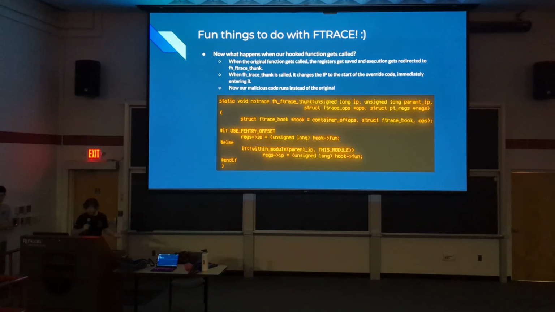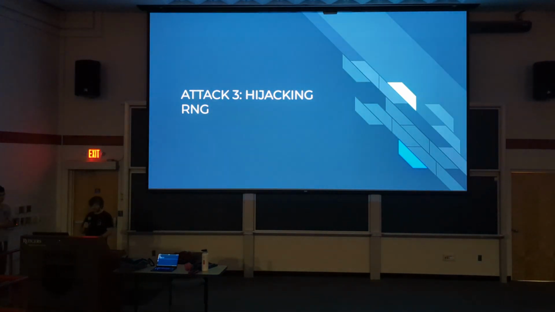So we already hooked on, and when the hooked function gets called in this instance, it is actually called, but our malicious code runs instead of the intended code. So to the regular user, it looks as if they're actually calling that function, but in reality, they're calling our own malicious function that overrode it, which is pretty cool. And we can actually use this in our next attack, which is very fancy, and it's called hijacking the RNG, the random number generator.